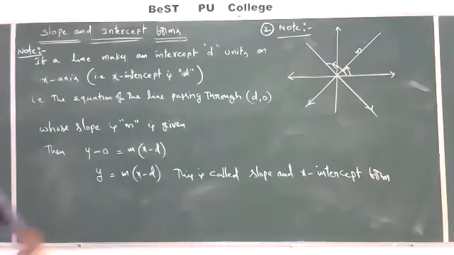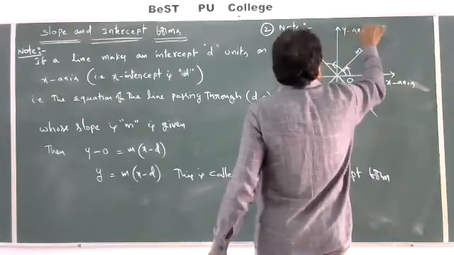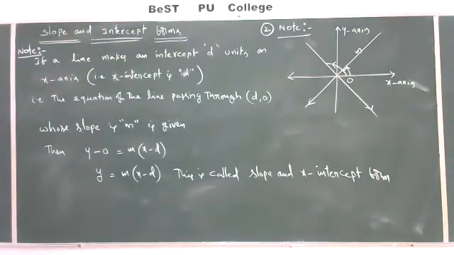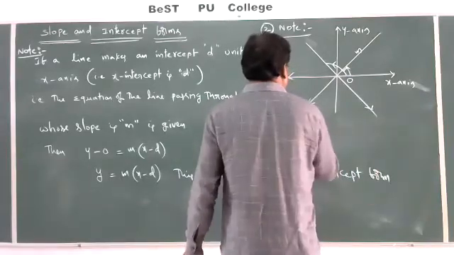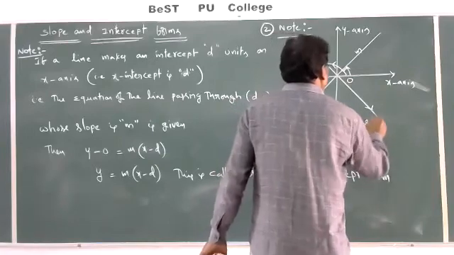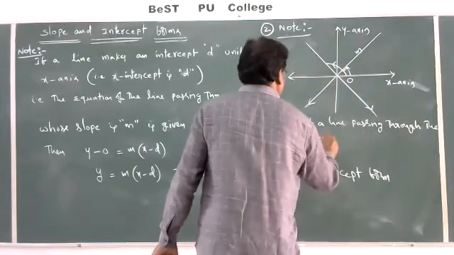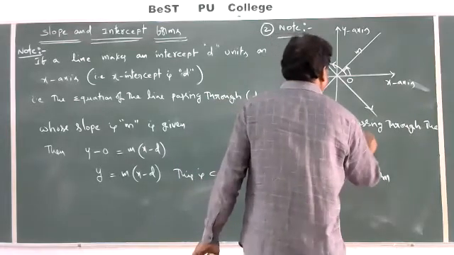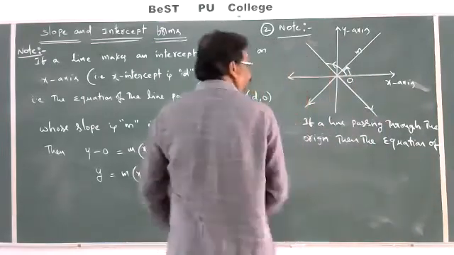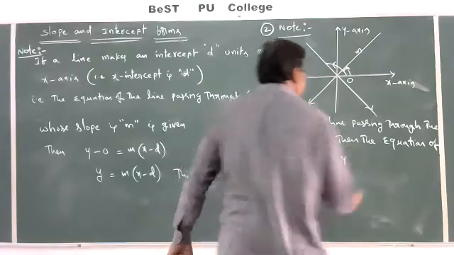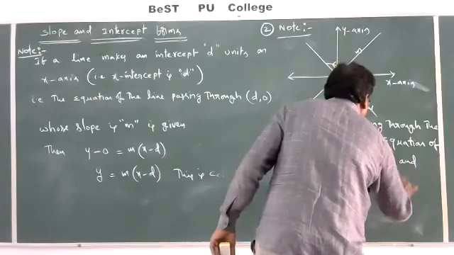Draw this figure. If a line passing through the origin, then the equation of the line is y is equal to mx and y is equal to minus mx.